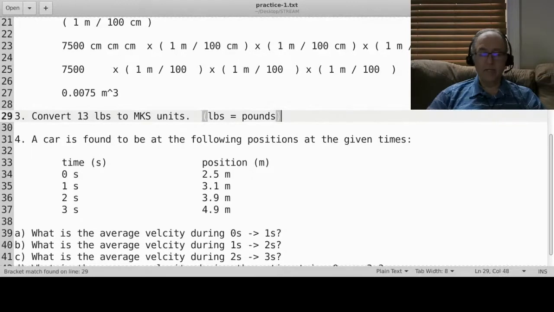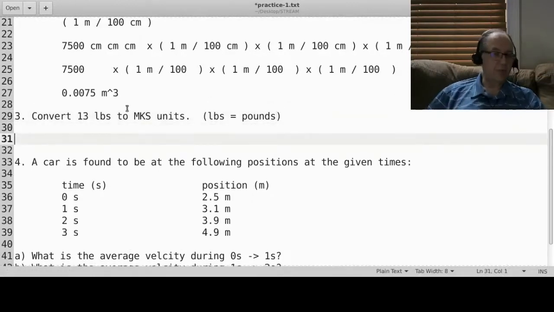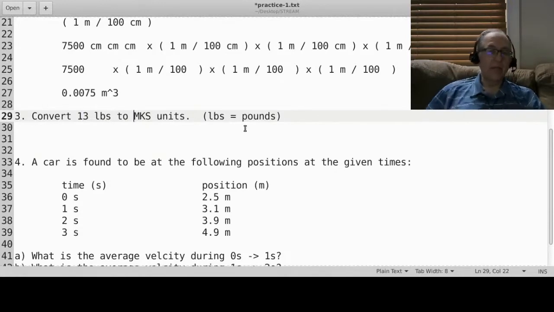And the last one I'm going to do, to be quite honest, we're not going to do conversions between pounds and stuff like that. The reason I'm showing you this is because since I'm teaching you unit conversion, I might as well show you how to do unit conversions right across the board, no matter what class you're in, or in real life or whatever. And you say, okay, we got pounds, and we want to convert to the MKS units.